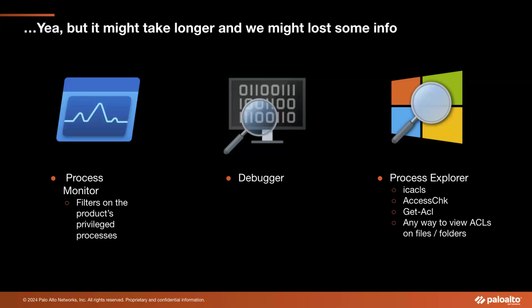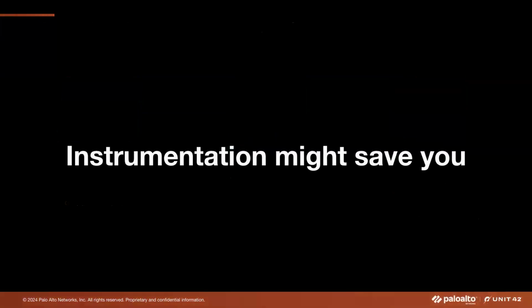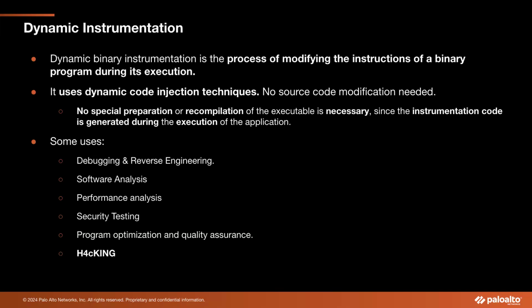And then, of course, debuggers and other process explorer tools are great for the validation and the exploitation side. But for hunting, I would say they are very slow and not as effective as instrumentation would be. So instrumentation might save you here. Has anyone used instrumentation before?